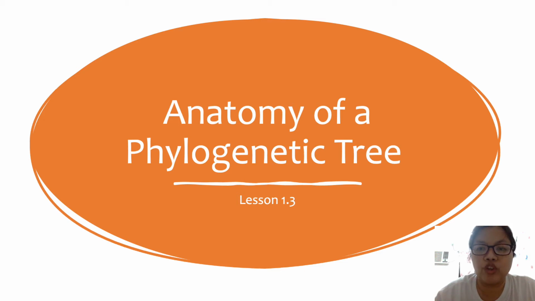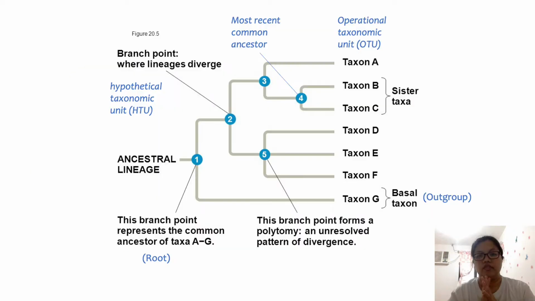Okay, this is part 2 of the phylogenies and evolutionary relationship lecture. In this lesson, you are to become familiar with the different parts of a phylogenetic tree, so when you see a phylogenetic tree, you know how to read it. Okay? So this is a phylogenetic tree. Let's understand the different parts of a phylogenetic tree.